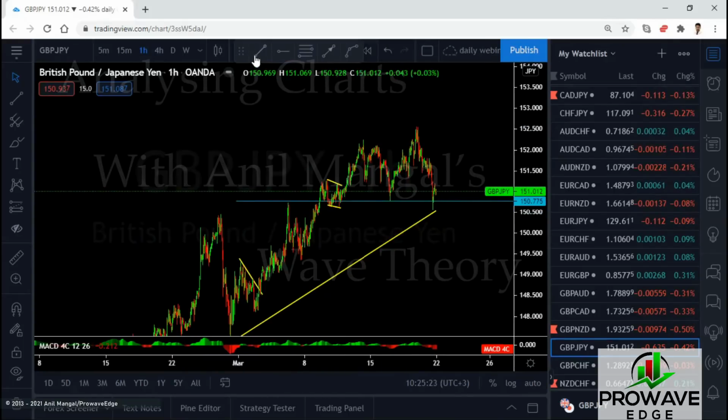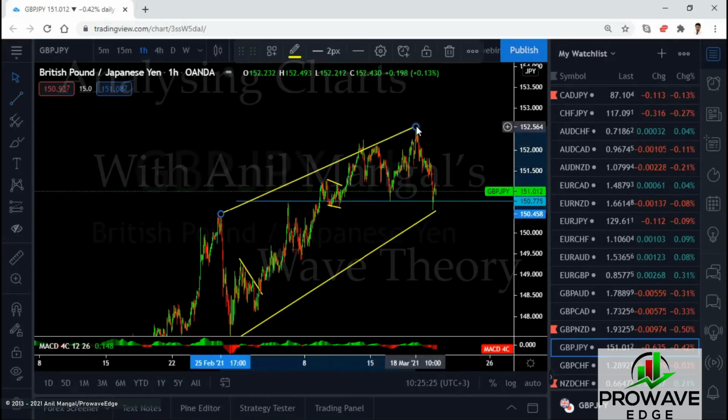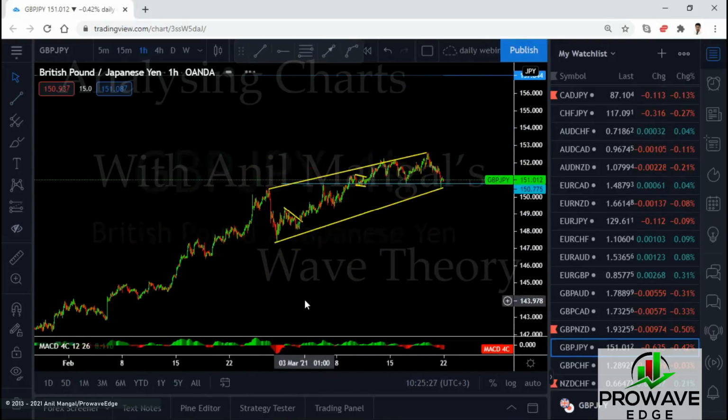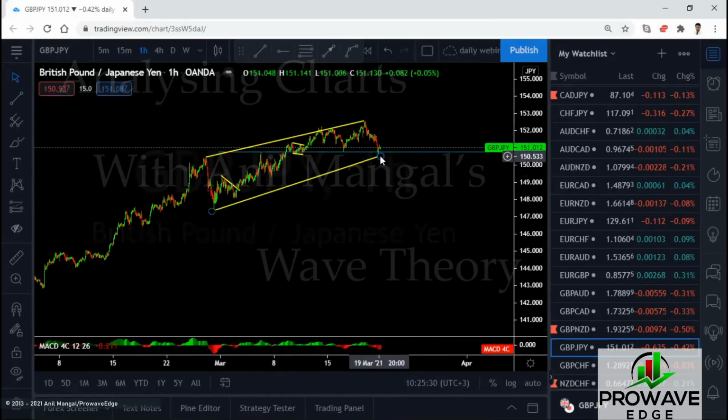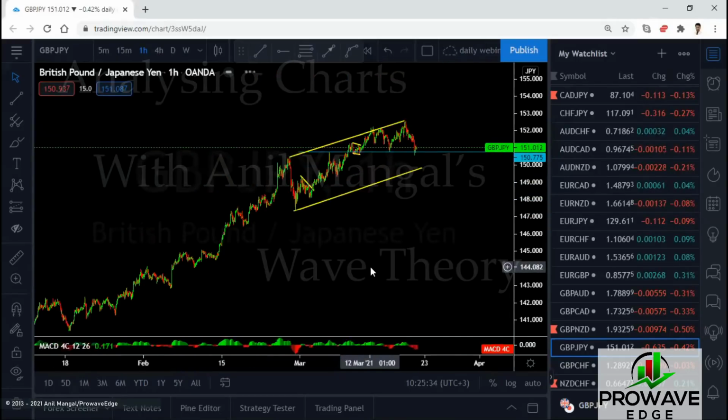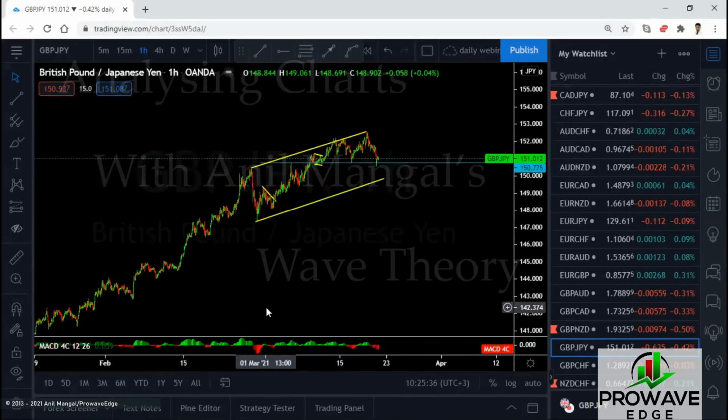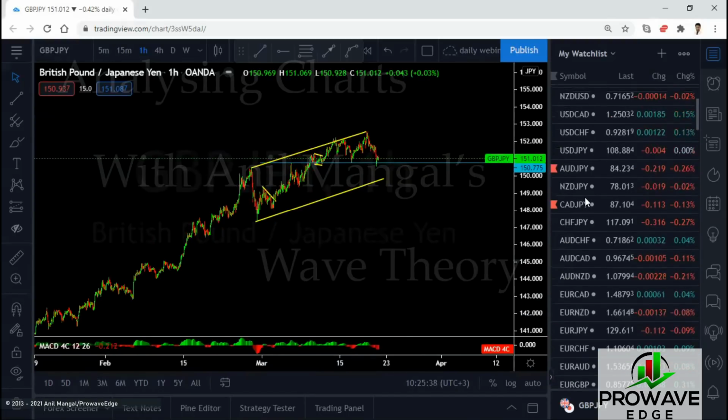Right? That is a perfect running flat as it stands right now. Of course, it would be better if they come a little lower. One more and then go. But that's not guaranteed, right? If you get buy setups, you can go for it. Let's go back to the yen pairs where we were.